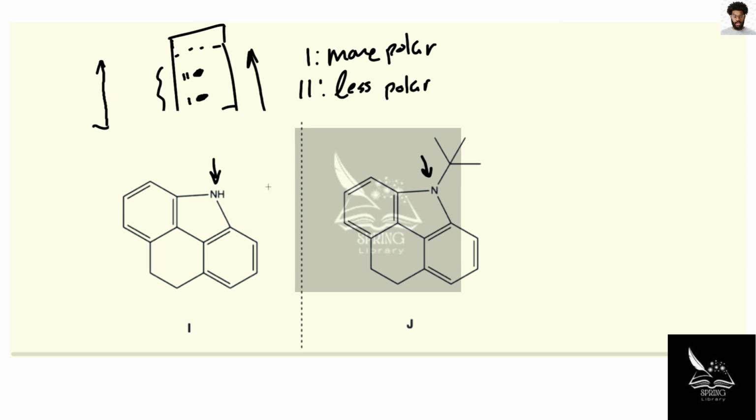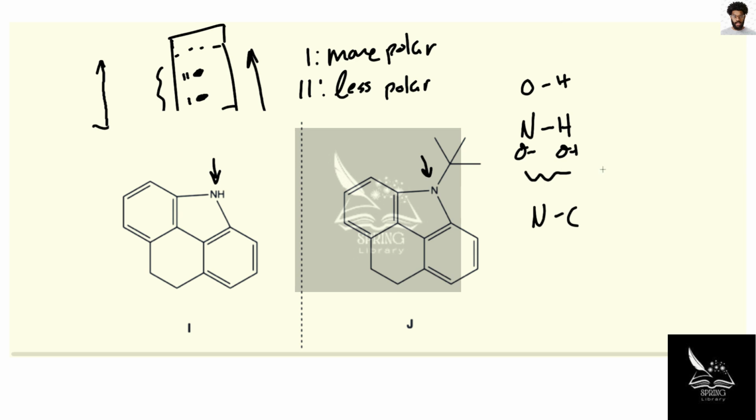Now recall that nitrogen-hydrogen bonds are strongly polar, right? And they are similar to oxygen-hydrogen bonds. They're not quite as polar, but they're fairly polar, right? This is partial negative, and this is partial positive. Now recall that nitrogen-carbon bonds are far less polar, right? They have much more similar electronegativities than nitrogen and hydrogen.